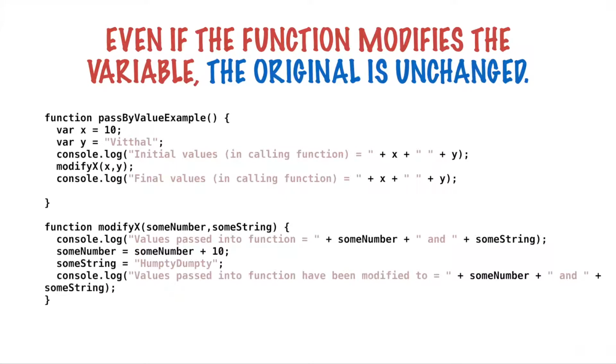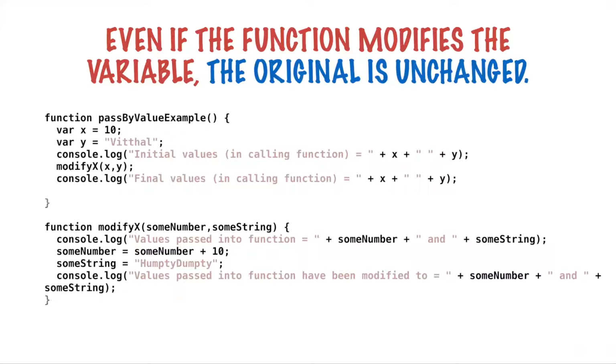Here is some code which will help explain this further. There are two functions defined here. Pass by value example is the main function that we'll deal with, and pass by value example will call the modify x function that you can see in the lower half of your screen. Pass by value example will pass in a string and a number argument to the modify x function, and modify x will try to modify the string and the number, and we'll see what happens.